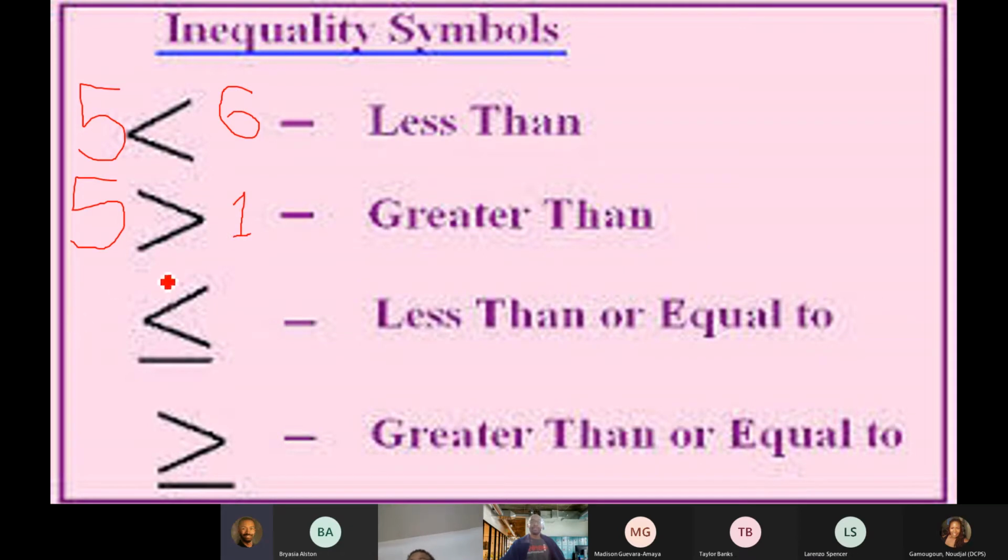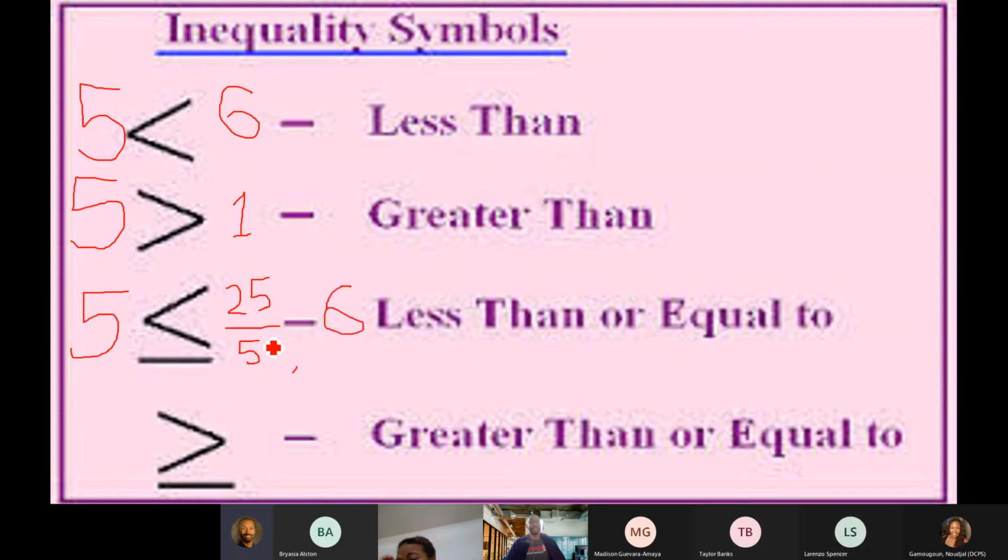Now let's go down to these 2 down here. Less than or equal to. What's the number that can make this true? 5 is less than or equal to what number? 5 is equal to 25/5. So we can rewrite this as this. That works.